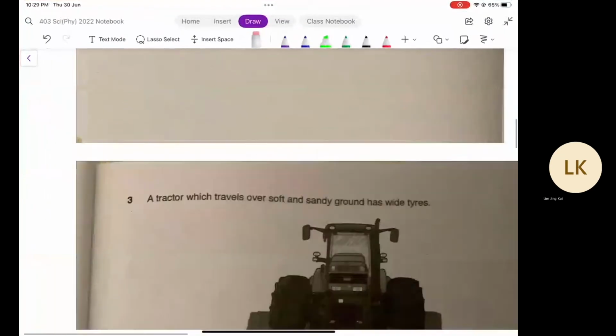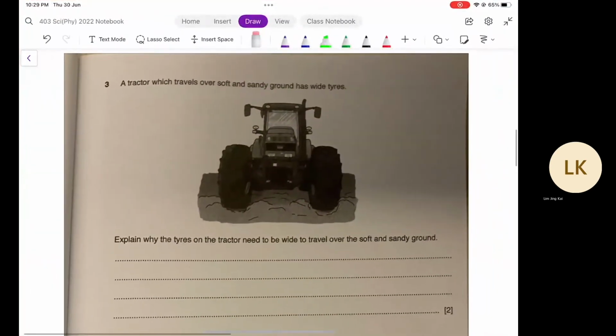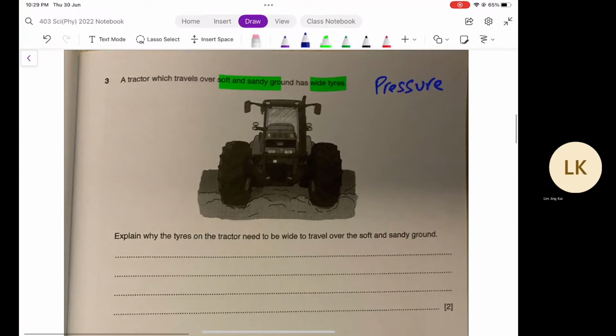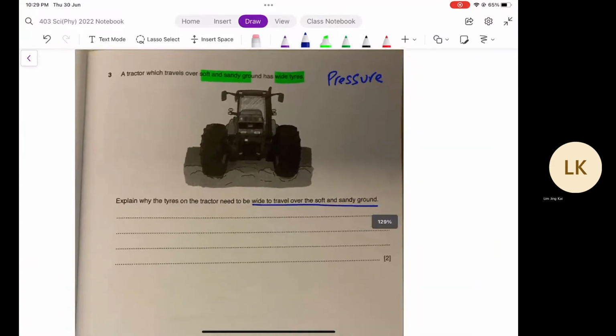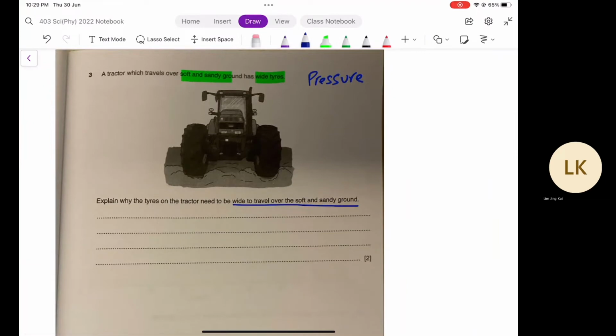Okay, so let's move on to the next question. A tractor which travels over soft and sandy ground has wide tires. There are some keywords here that you can actually tell, for example, soft and sandy ground and wide tires. From these two, you can actually tell that it's related to the topic of pressure, because this is the only chapter that talks about things that are wide and sitting on some ground, whether it's soft or not. So from the question below, explain why the tires of the tractor need to be wide to travel over the soft and sandy ground.